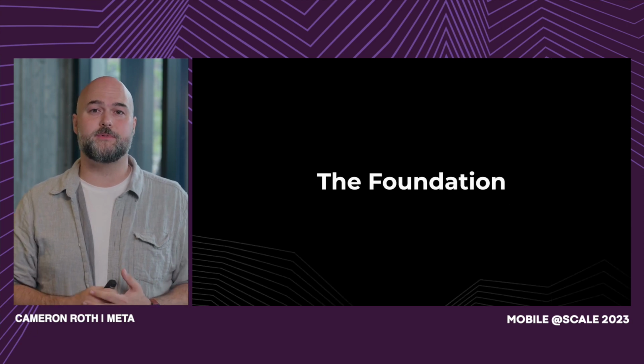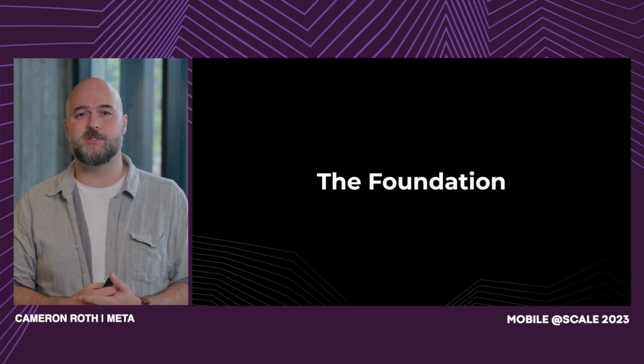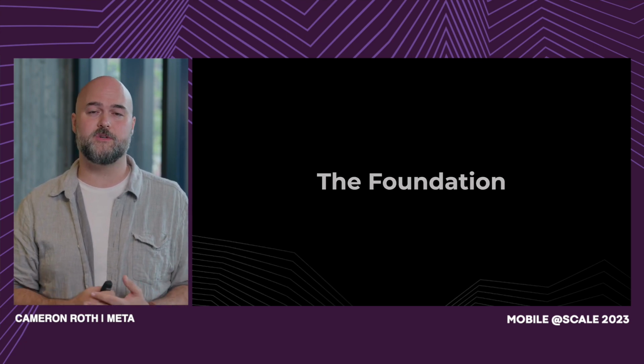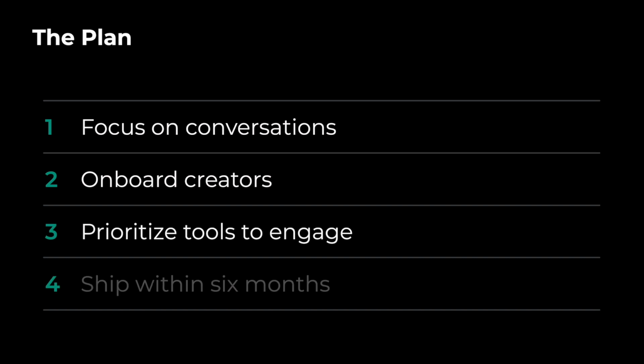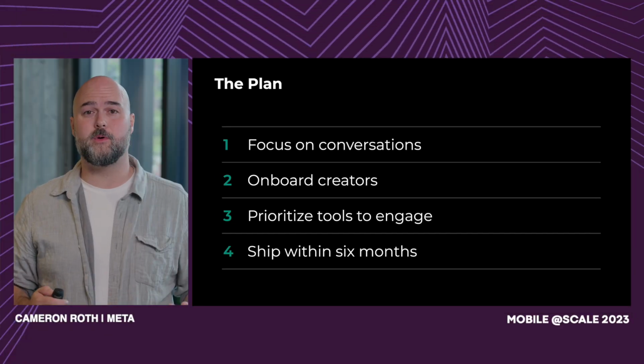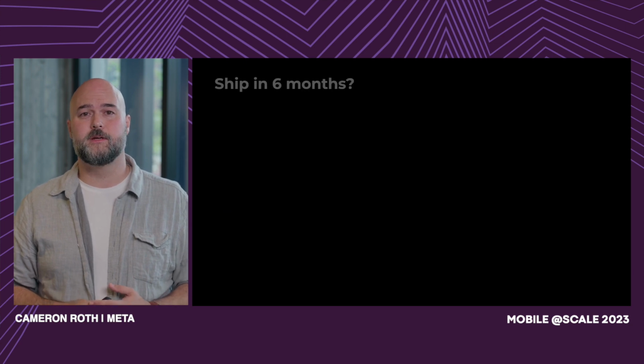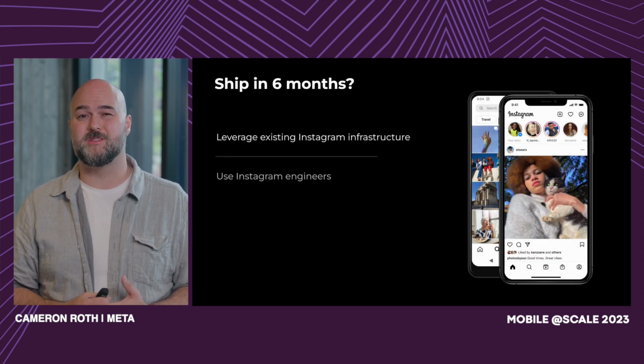Late in 2022, planning for the new year, leadership started thinking about taking a swing at enabling more conversational flows within Instagram. We decided we were going to create a standalone app focused on conversations where creators and people would be able to easily find each other. And we were going to ship it in 6 months. Shipping a finished app to the App Store in 6 months is pretty aggressive.